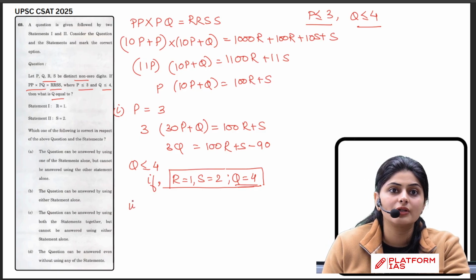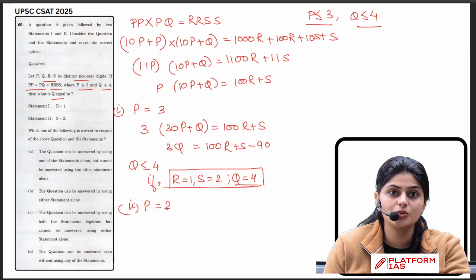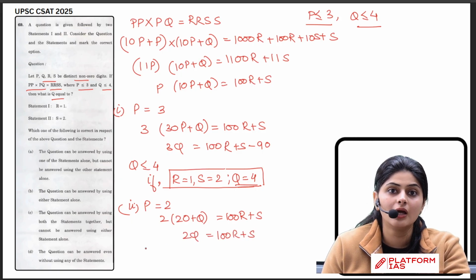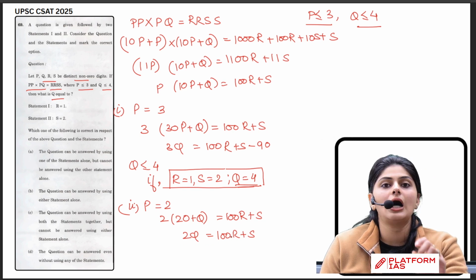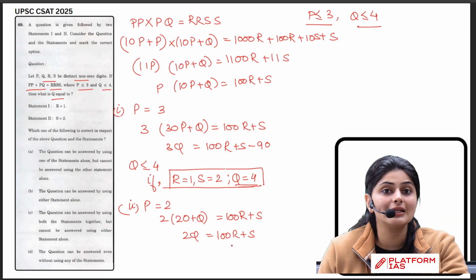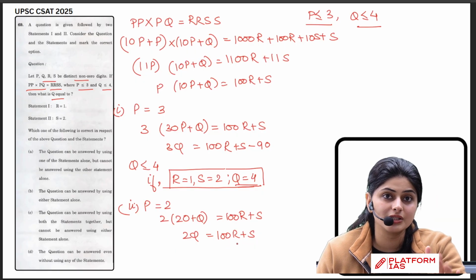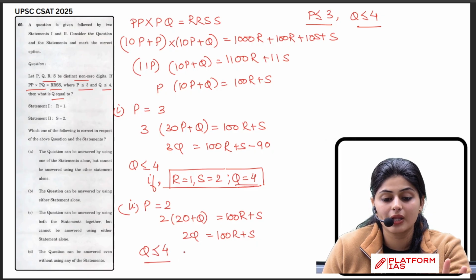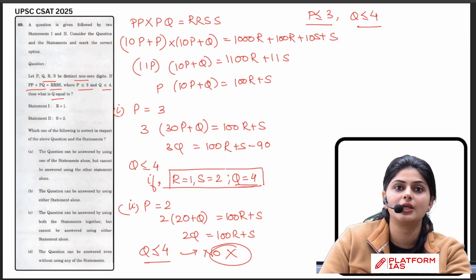Now for the second case, we have P equal to 2. It will be 2 times (20 plus Q) equal to 100R plus S. So 2Q will be equal to 100R plus S minus 40. But if we substitute R as 1 and S as 2, then the value of Q will be greater than a one digit number. So it is given Q is less than or equal to 4. So here no possible value is there. We cannot find a solution here.